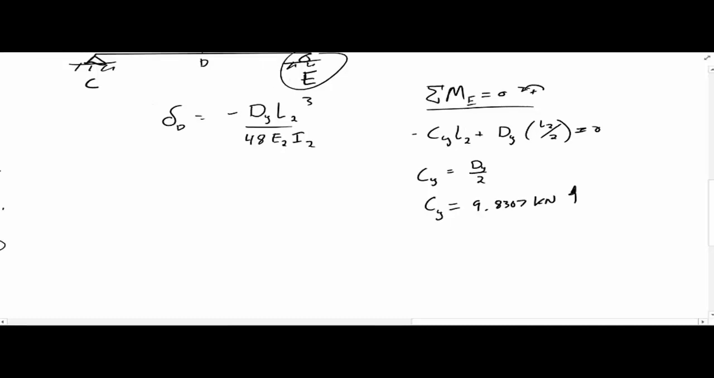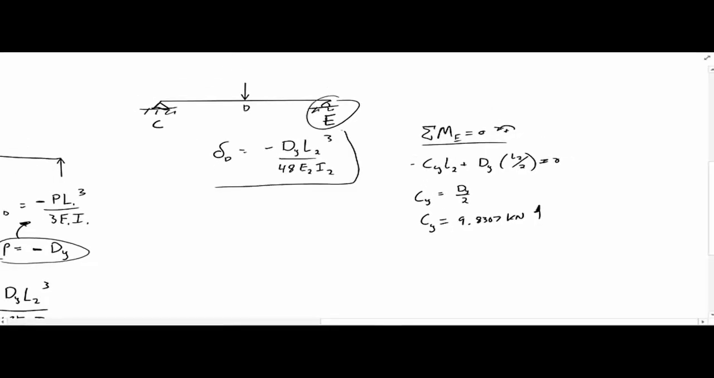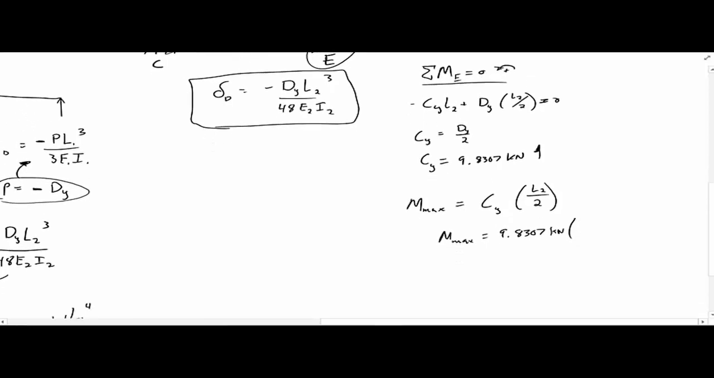Okay, so now with this information, what we can do is determine again from the formulas, the same place where we got the deflection formula. So in the handout or in the appendix at the back of the book, we can look it up and find that our moment maximum is going to be our reaction force, C sub y, multiplied to half of our length. Okay, and so M sub max then equals 9.8307 kilonewtons multiplied to our distance, which is 5 meters, divided by 2.